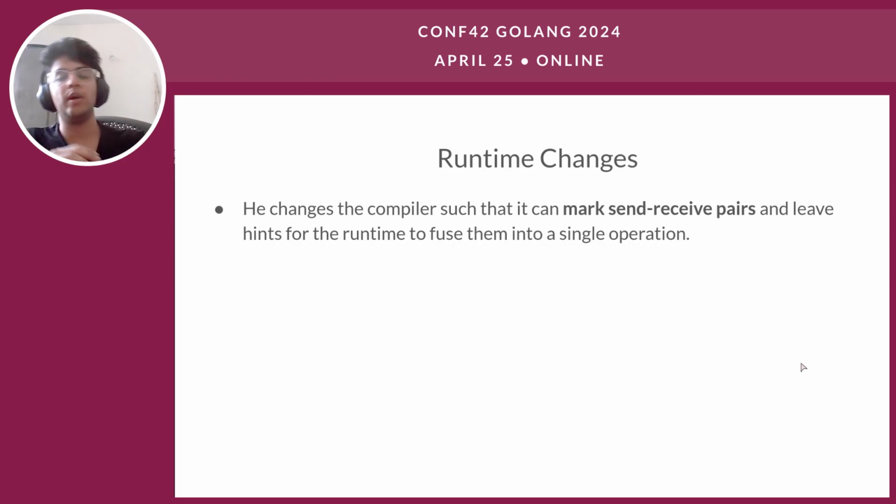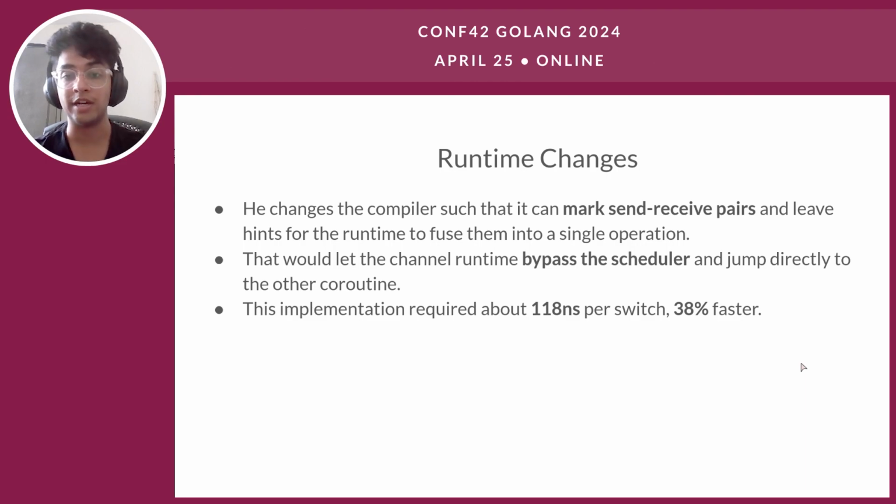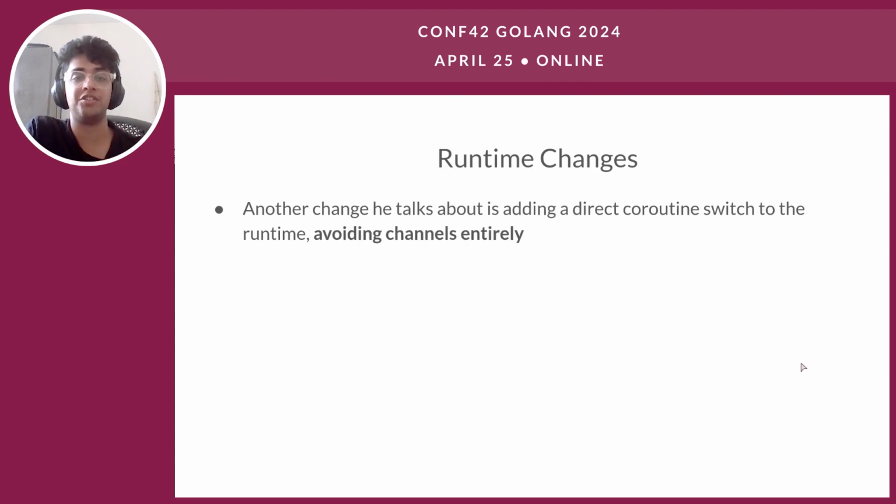He changes one thing first. He marks in the compiler this resume and yield, these send receive pairs, as a single operation. So now these aren't two separate operations that need to be scheduled by the Go scheduler. It's one single atomic operation. So you are completely bypassing the scheduler, and you can just directly jump between coroutines instead of waiting for your resume to be scheduled and your yield to be scheduled. You're bypassing the scheduler entirely. So this implementation actually required just 118 nanoseconds, which was 38% faster than our current implementation.